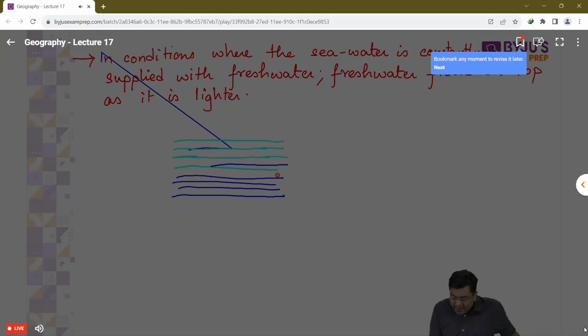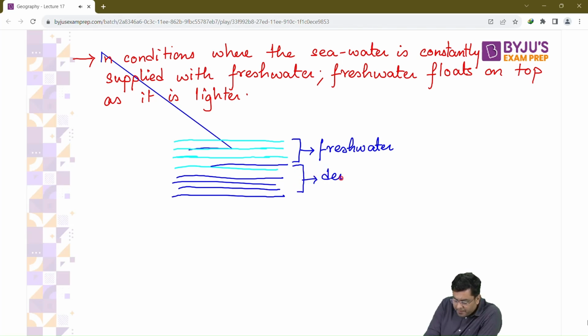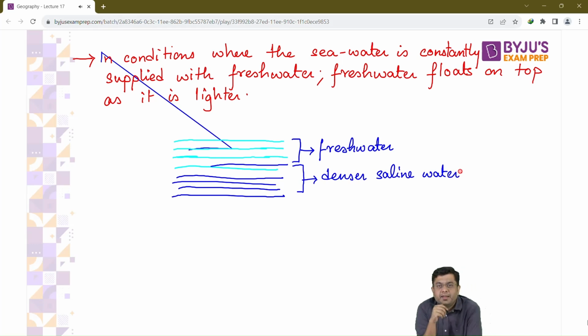Top and dense water at the bottom. So what do you observe here? That in the sea, in certain situations and in certain cases, you have fresh water on top and denser saline water at the bottom. So can we say that there is an arrangement in the form of layers? And that is what we refer to as stratification.